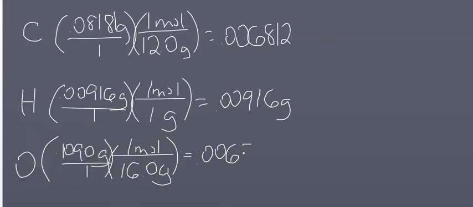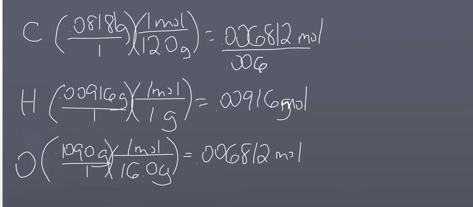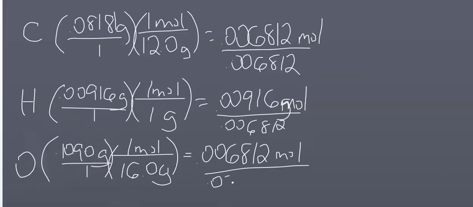Now I want the empirical formula. I want whole numbers. So once I get to moles here at the end, I'm going to divide by the smallest number. Well, the smallest number is the 0.006812. So I'm going to divide every single one of these by 0.006812, and hopefully that will give me whole numbers. So the top's 1, the bottom's 1, obviously, but when I divide the 916 by the 6812, you actually get a number that looks like 1.33, which is essentially 1 1/3.